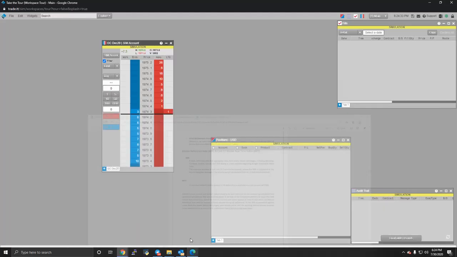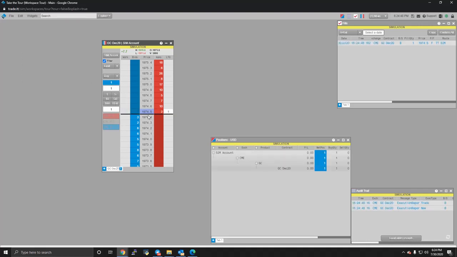We're going to demonstrate that a bit here on a live market. So these orders are for educational purposes only. It's a simulation account. I'm not actually trading, but we can see here if I buy this market, I have just lifted the offer at 1974.5.